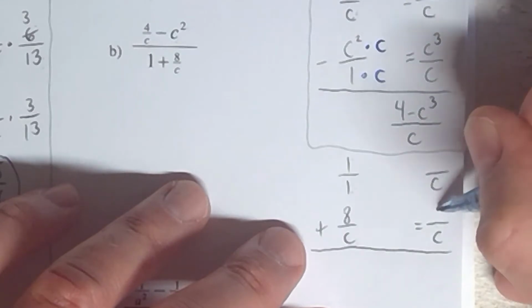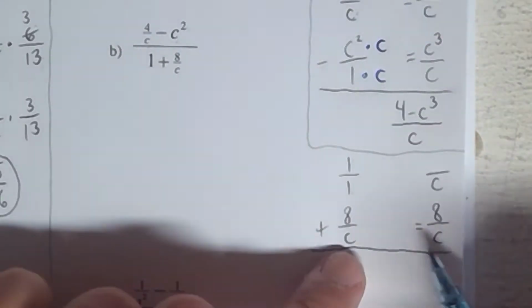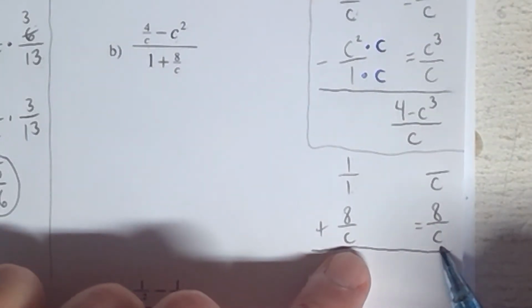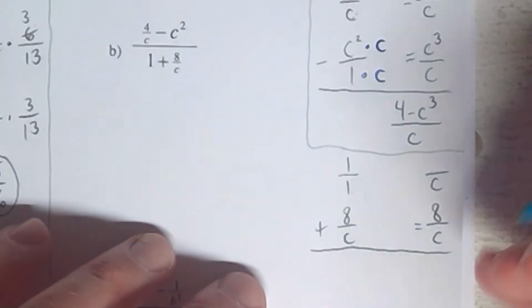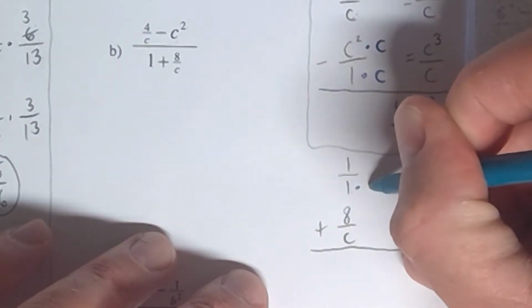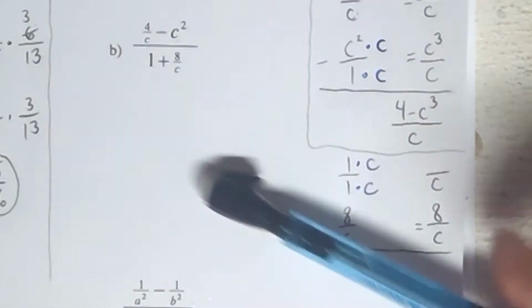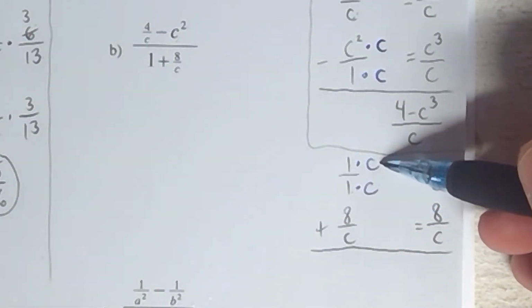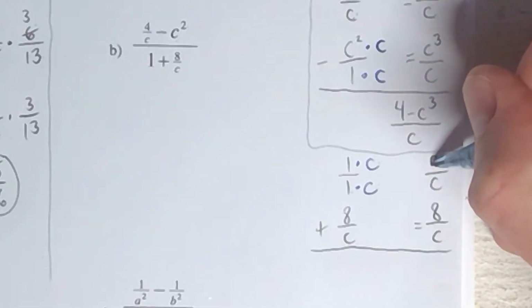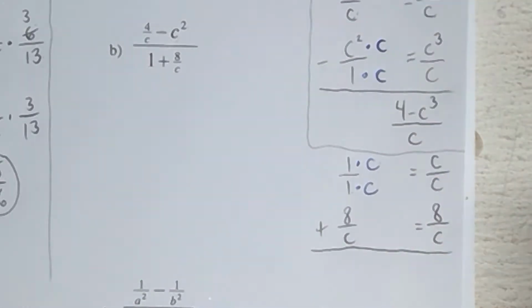That means that 8 over C stays the same since the denominator already is equal to the LCD. But this one, just like in the last part, 1 times C is C. And so we got to multiply the top by the same thing we multiplied the bottom by. And we get C over C.